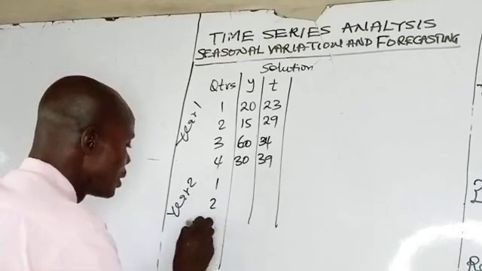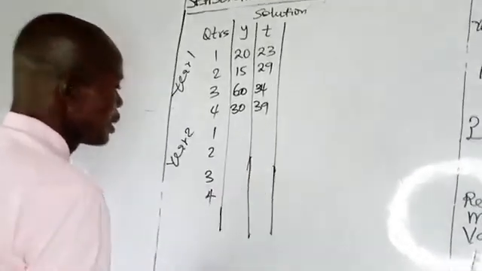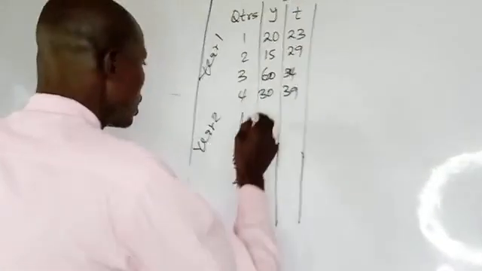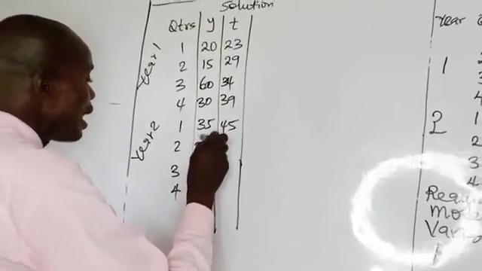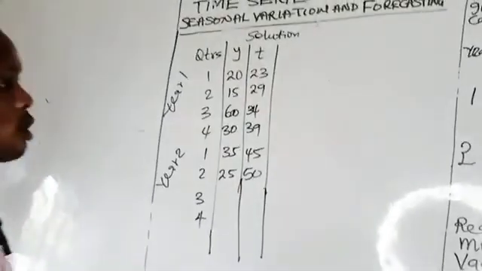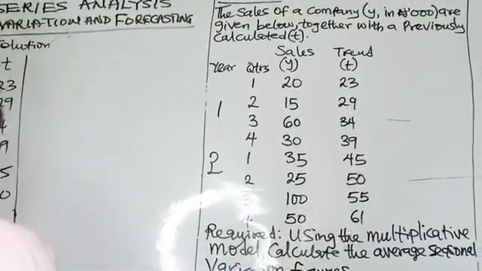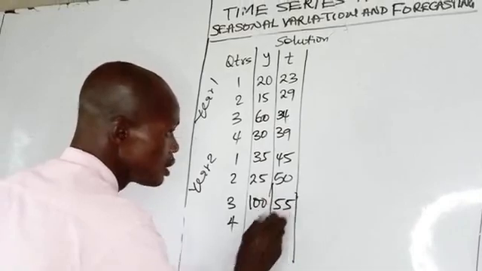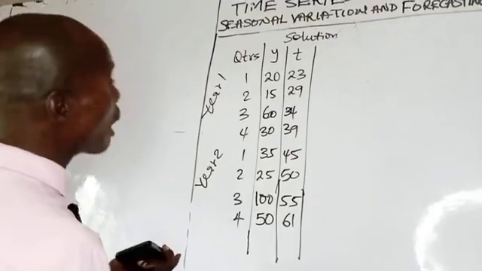Then we have year 2. 1, 2, 3, 4. So, we have 35, 45, 25, 50. We have 100, 55, 50, and 61. Then we want to calculate the deviation or variation.